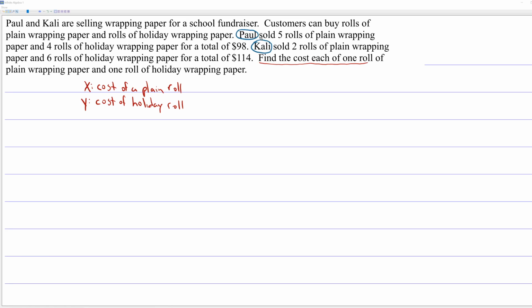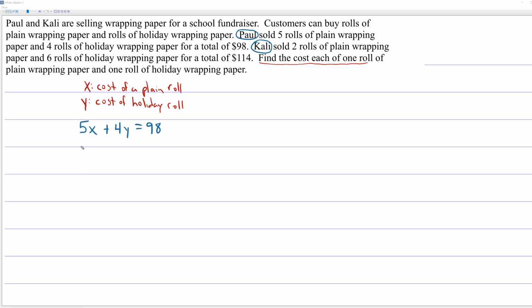So for Paul, he sold 5 rolls of plain paper and 4 rolls of holiday paper. So these numbers, the 5 and the 4, we're talking about how many rolls he sold. Whereas we're also given that he made $98. So realize 5 and 4 is not talking about dollars, but his situation is. So if we put this together, in order to talk about dollars, he sold 5 rolls for x dollars each, and he sold 4 rolls for y dollars each. So now we are talking about dollars, and the total is 98.